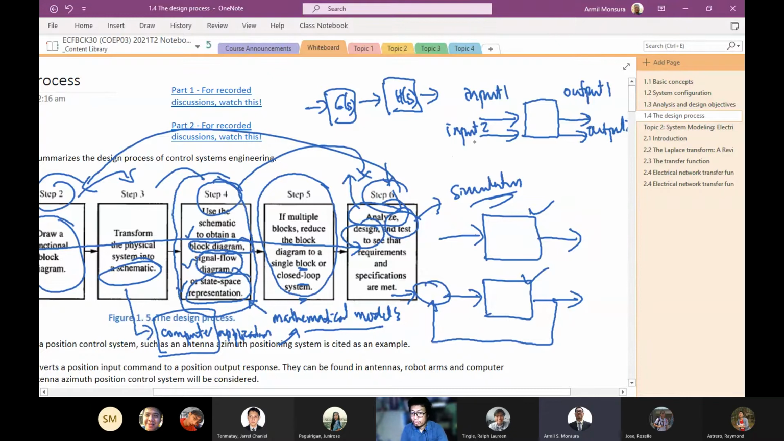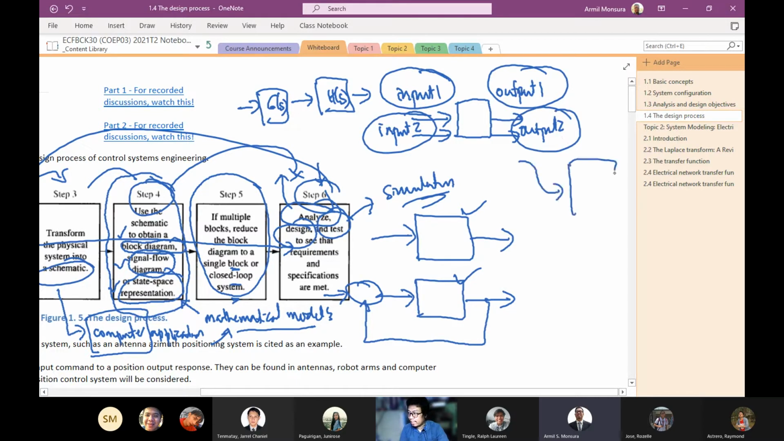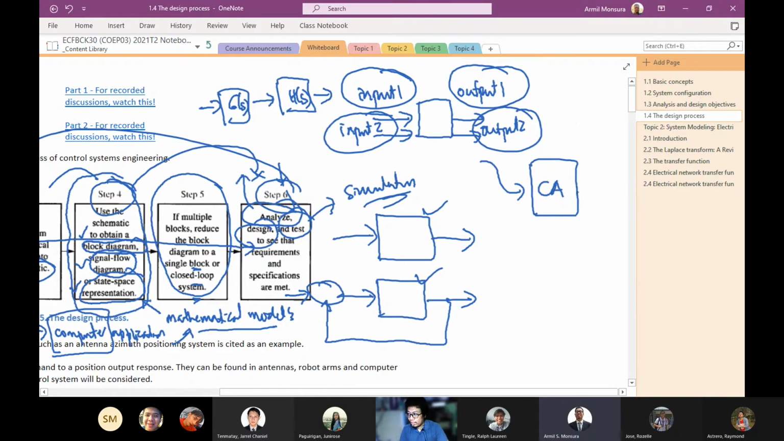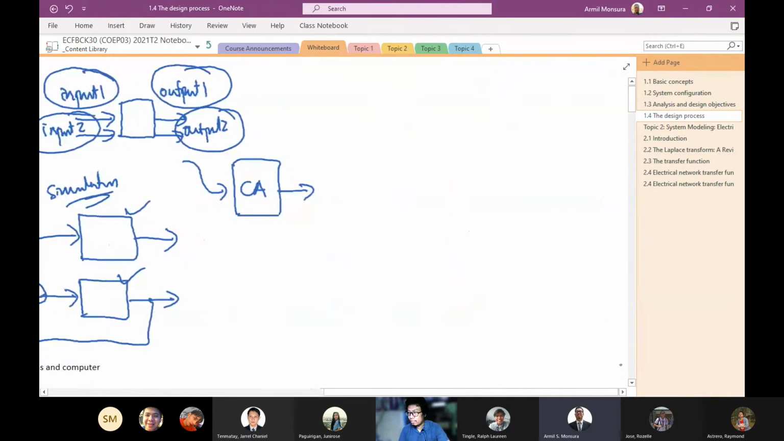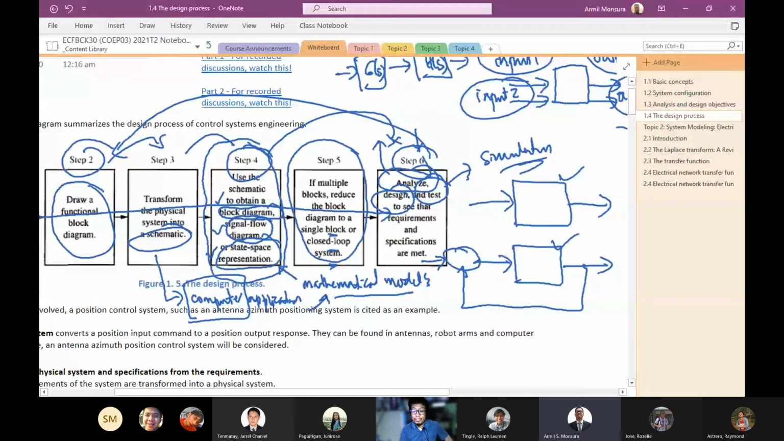I-show nyo yung output based dito sa input na to. Okay. Now, what you would do is itong input-output pairs na to, ilalagay natin yan sa isang computer application. Example, MATLAB. Okay. Now, this computer application would then give you a mathematical model based on the input-output signals you were able to feed into this computer application. Okay, so that's one way of obtaining a mathematical model.